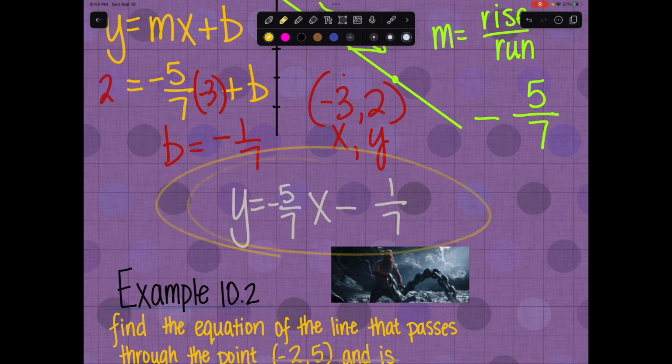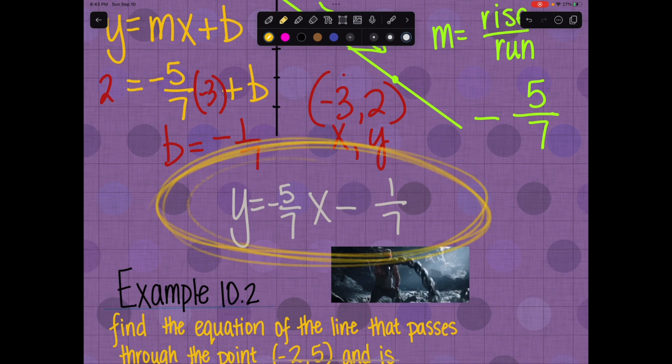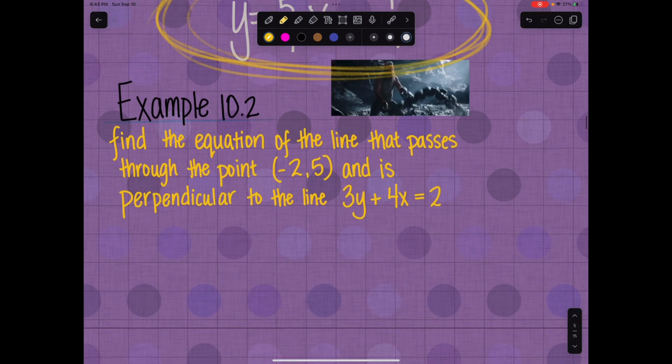And this is my final answer. That's the equation of the line. Y equals -5/7 x minus 1/7. Woo, that was fun. All right, let's do another one.